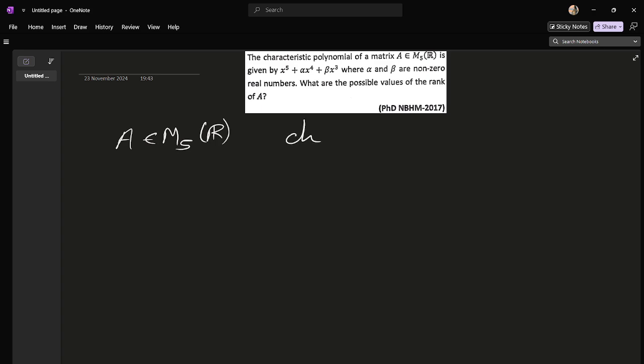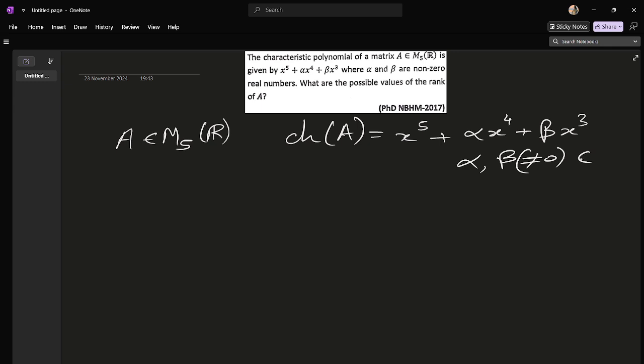That means our characteristic polynomial is x to the power 5 plus alpha x to the power 4 plus beta x cube, where alpha and beta are non-zero real numbers. So what are the possible values of the rank of A?